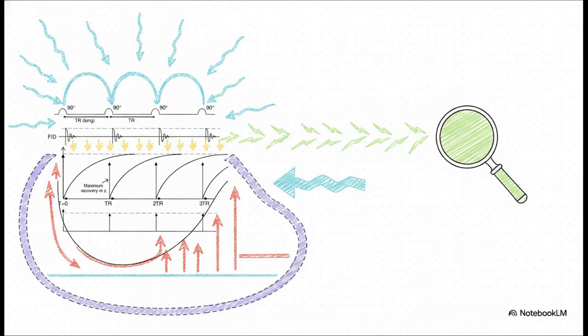If you look at the timeline of this sequence, you'll notice the semicircles at the top representing our 90-degree RF pulses. And look at that massive physical gap between one pulse and the next. That long gap is our TR, the repetition time, which is intentionally kept very, very long in this scenario. Right below that, check out the rising curve. That shows the longitudinal magnetization recovering over time. Because the space between those pulses is so incredibly wide, that curve literally has all the time it needs to reach all the way back up to its absolute maximum plateau before the next pulse even hits.